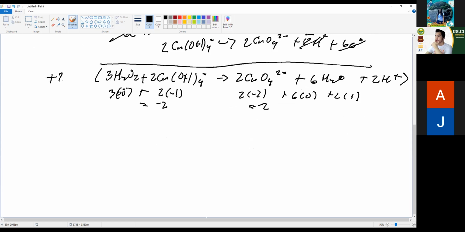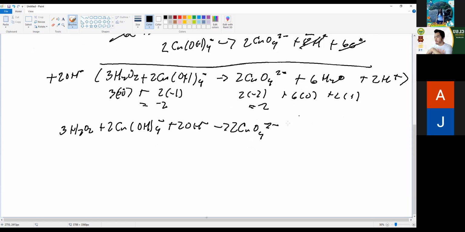Ipa-plus natin ngayon dalawang hydroxide. So 3H2O2 plus 2CrOH plus 2 hydroxide will yield 2CrO4 negative 2 plus 6 water plus 2H plus 2OH negative.